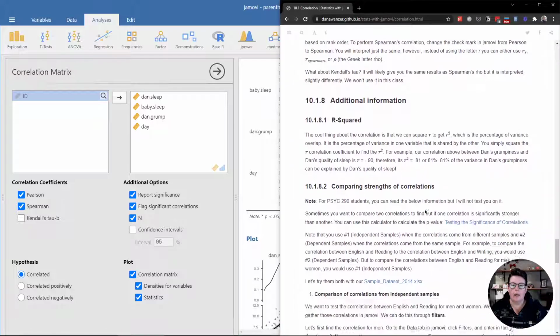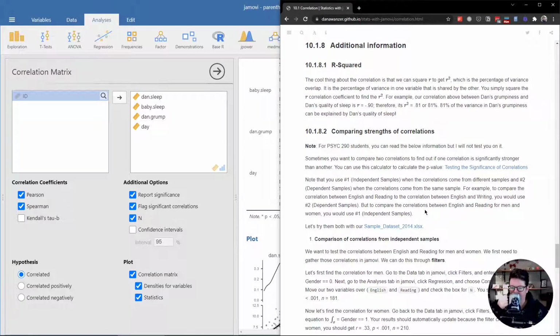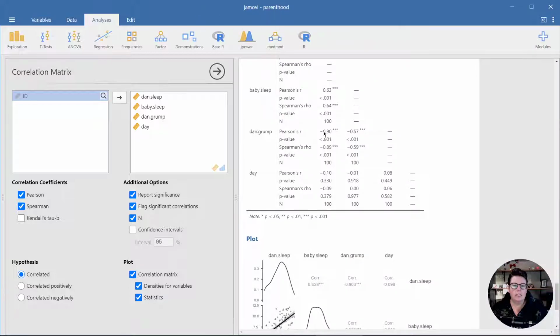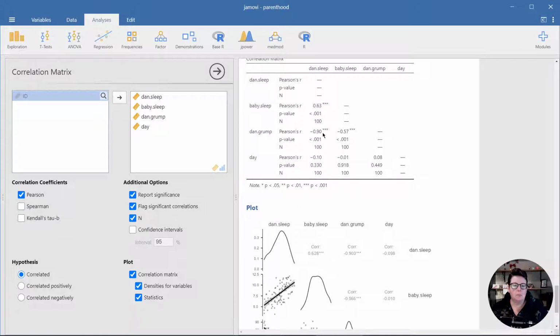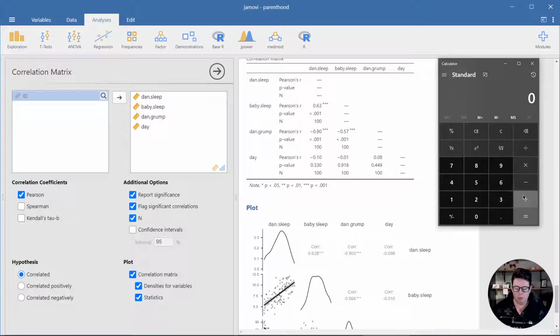And then some additional information. You'll also be reading about regression soon, but one thing in correlation and regression is we can get what's called the R squared, which is the percentage of variance in overlap. So let's go back to just Pearson. The correlation between Dan's grumpiness and Dan's sleep is negative 0.9. Now, we should know already what 0.9 times 0.9 is, but we'll just do it really quick. 0.9 squared is 0.81.